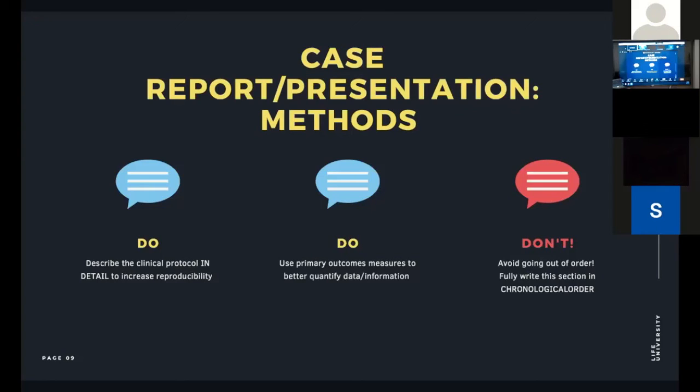A big thing you want to avoid is going out of order. In this section, you want to start from the very beginning all the way to the end, focusing on it being in chronological order. Again, this helps with reproducibility.